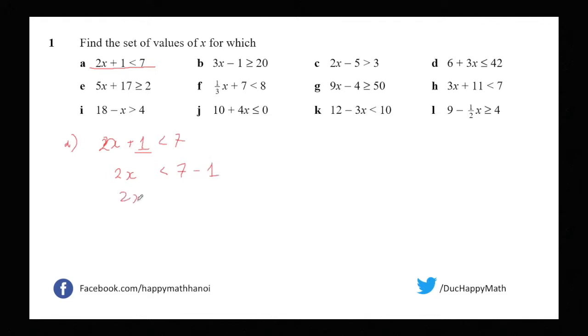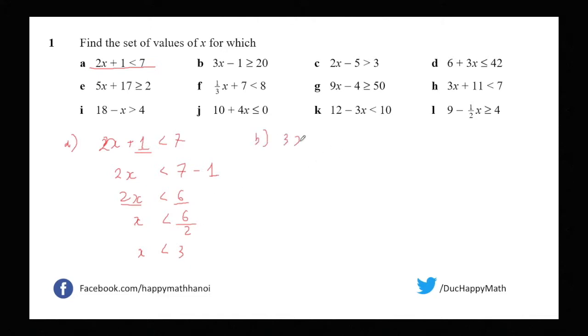After that, you get 2x less than 6, and you divide both sides of this inequality by 2. Dividing by 2 means dividing by a positive number, so the inequality sign is unchanged. It is still less than, and you get the final result: x less than 3. Okay.